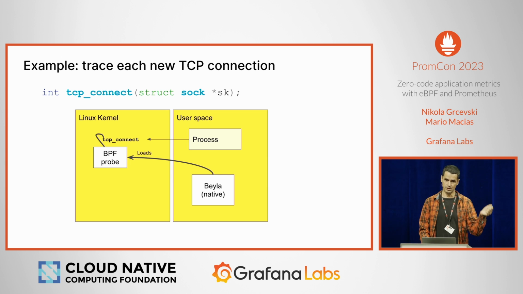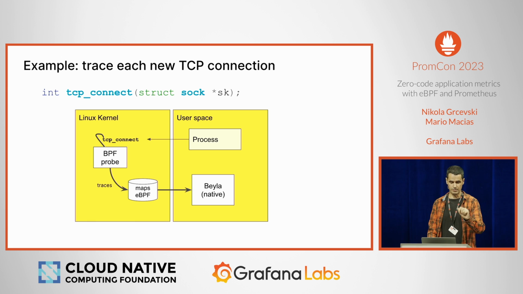So it will, through some system calls, load it into the kernel. I will say, okay, please attach this BPF probe to this kernel event, like the TCP connect. So this BPF probe will be executed every time the TCP connect function is executed, and will communicate with Beyla, in that case, with the monitor process, through eBPF maps. That is, hash maps, ring buffers, etc. And then Beyla gets all this information, processes it, and is able to forward it.